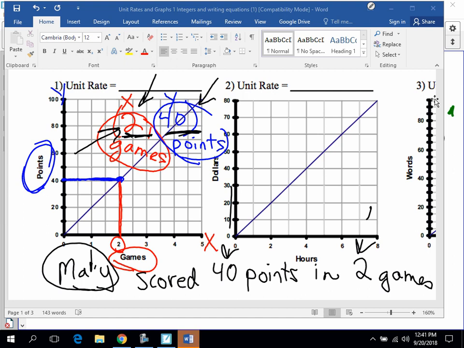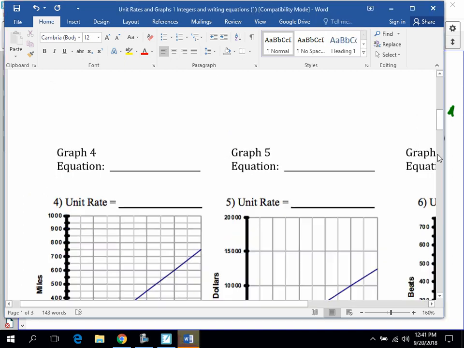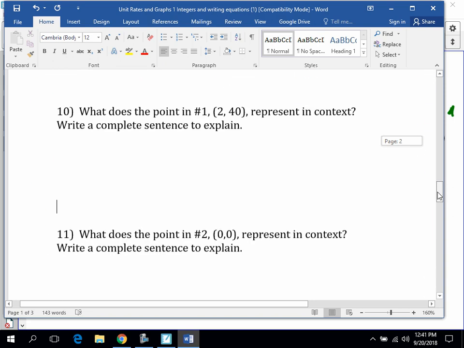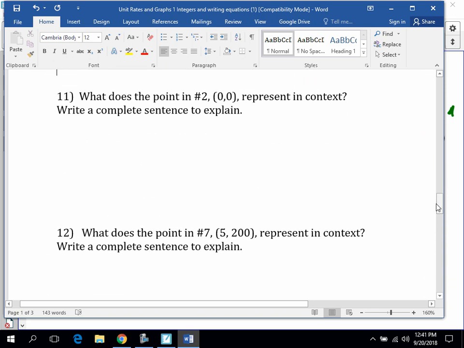Let's go ahead and scroll down and look at question number 11 and see what point they're asking us about. All right, so number 11, what does the point (0, 0) represent in context? Write a complete sentence to explain. (0, 0). I told you before that we can't use (0, 0) to find unit rate. But just because we can't use (0, 0) to find unit rate does not mean that we can't explain what (0, 0) represents in context. This is something you can do with (0, 0).